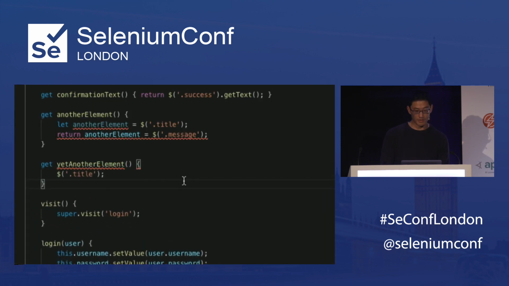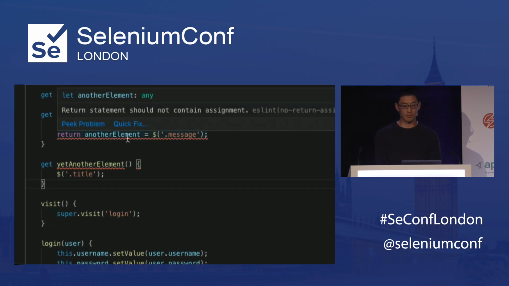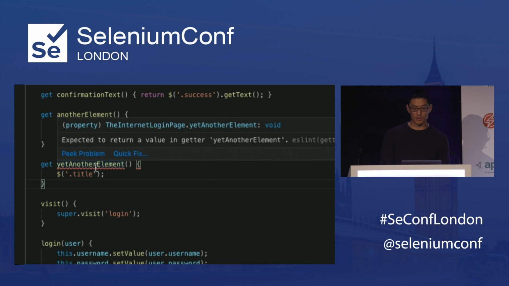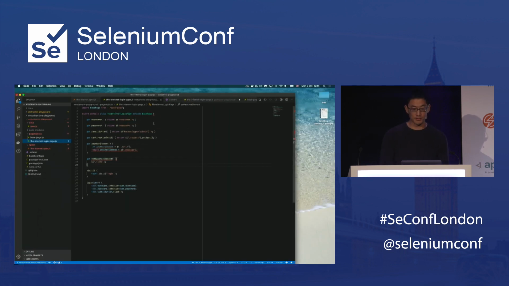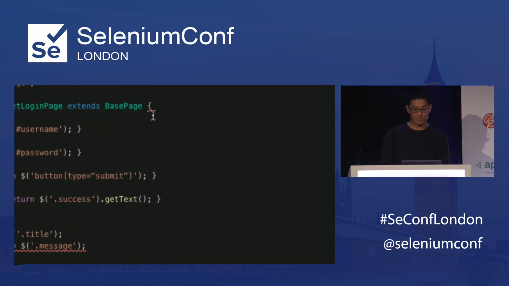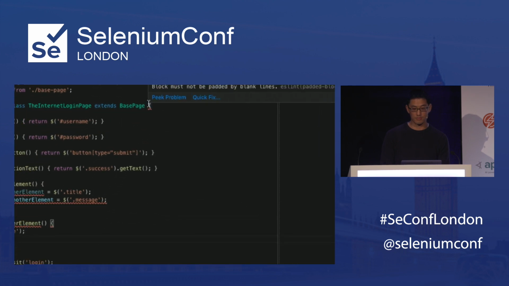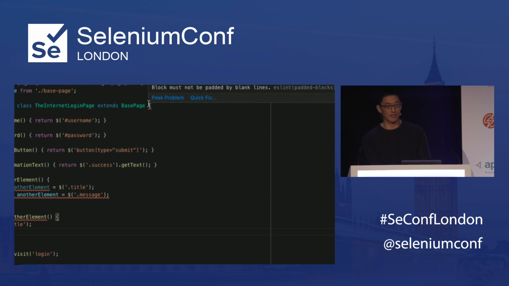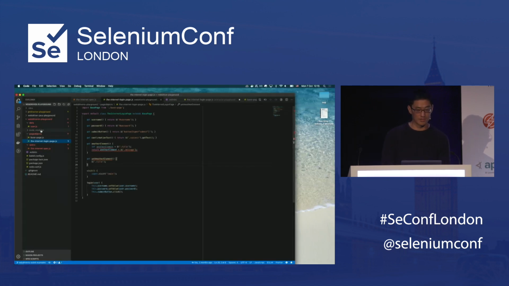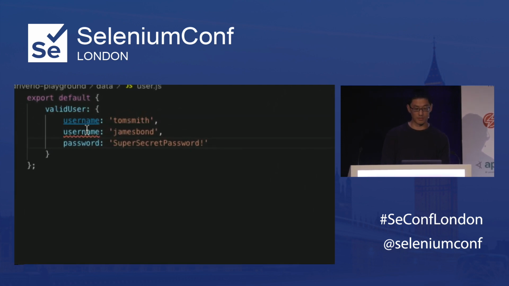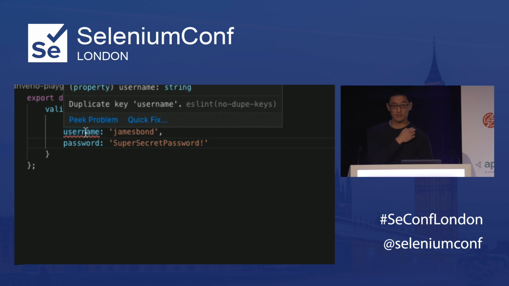Another example here, I'm returning an assignment in a method that should never be the case. Or here, a getter without returning anything. Or a small thing here, like a block must not be padded by blank lines. So it starts with a blank line right underneath. That should not be the case. Or if you have a simple object with a duplicate key, it will recognize it.